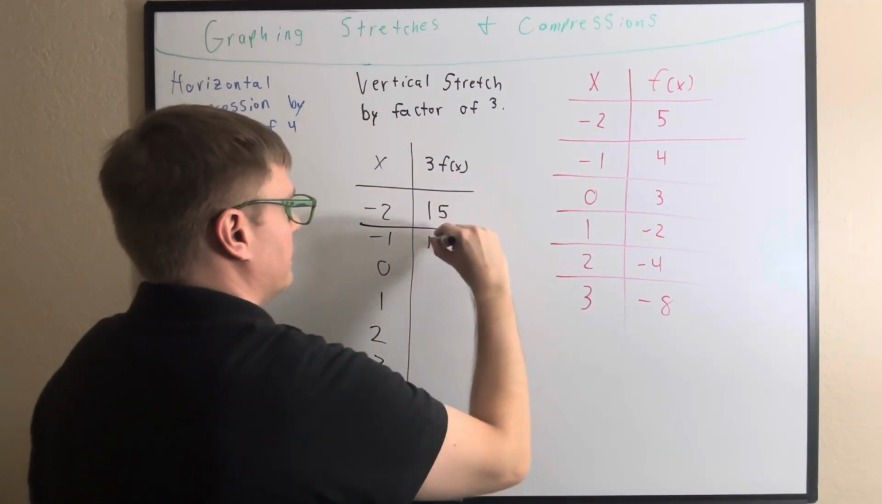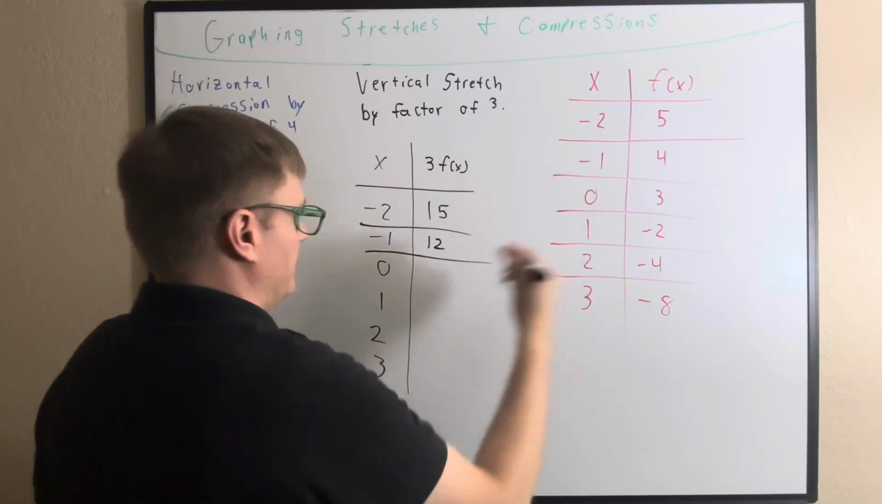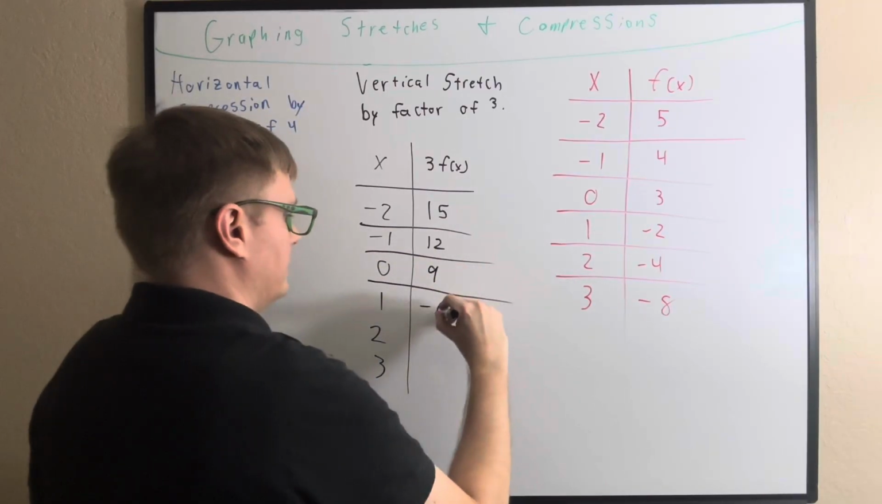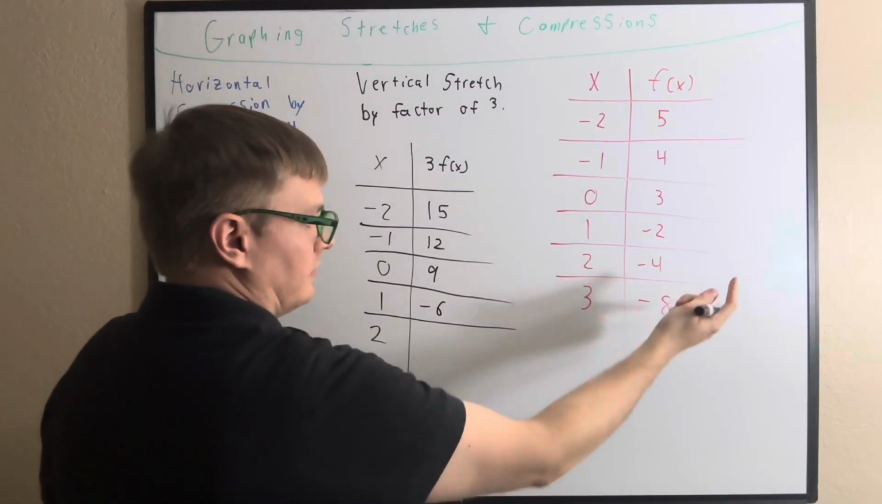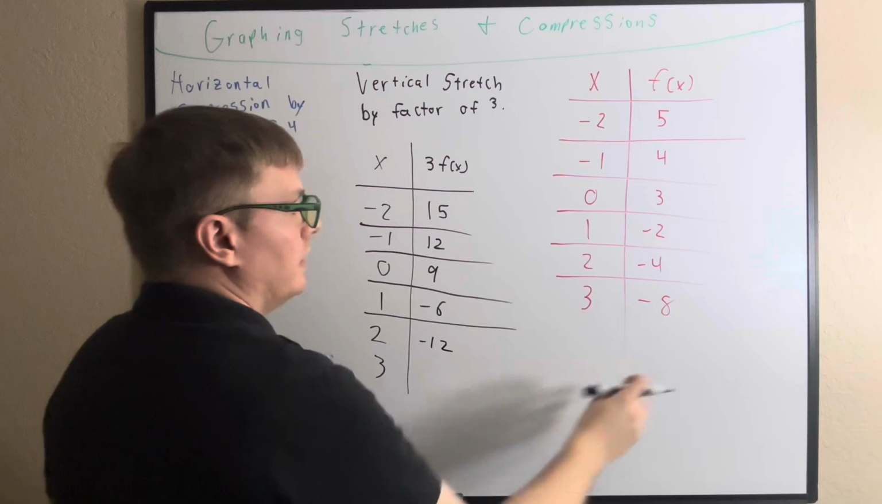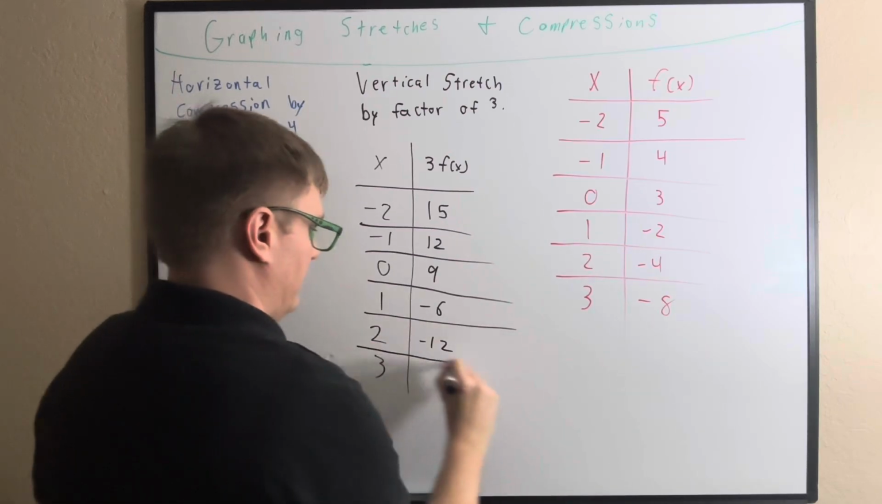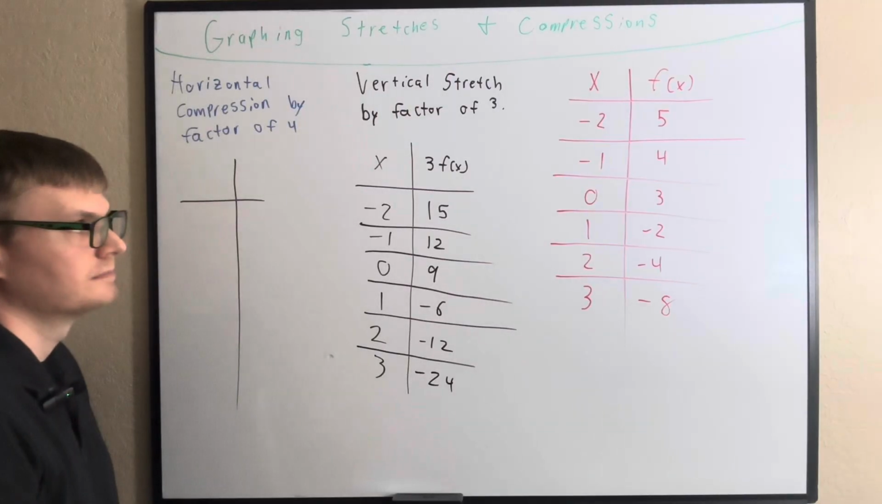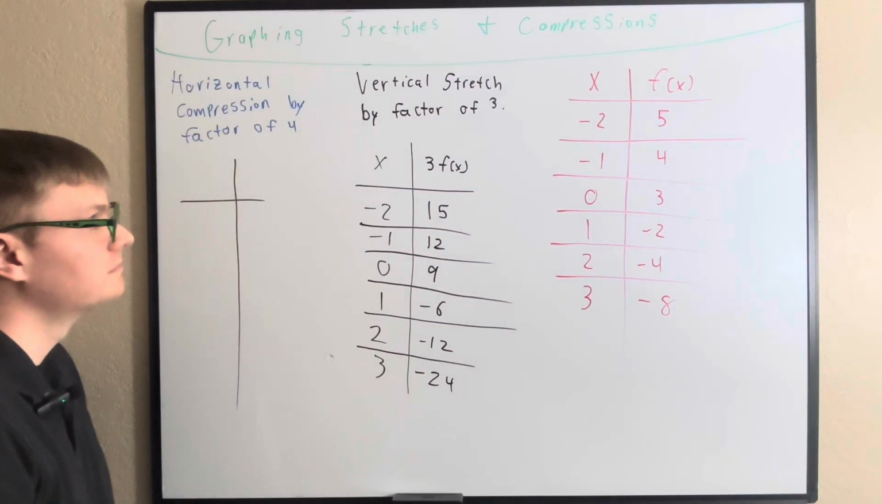4 times 3? 12. Okay, 3 times 3? 9. Got it. -2 times 3? -6, right? -4 times 3? -12. -8 times 3? -24. All right? That's all we did.